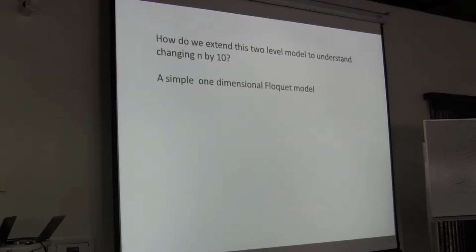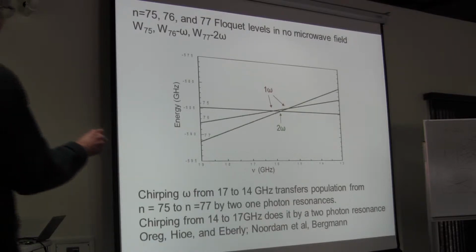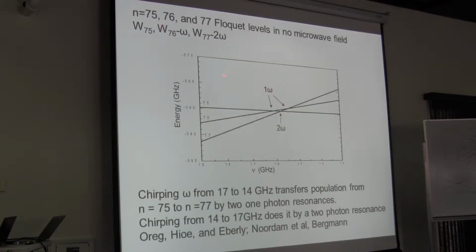So the only way that you can do this without going crazy is to make a one-dimensional model of these atoms. Okay? And so we're going to assume that there's one state per n. This is gross. I mean, what's amazing is that this works at all. Okay, so we're going to make Floquet levels, and we're going to start sort of in the middle with n equals 75. So here's n equals 75.